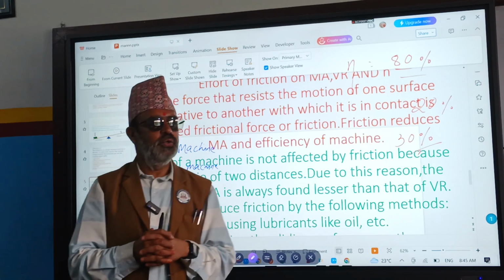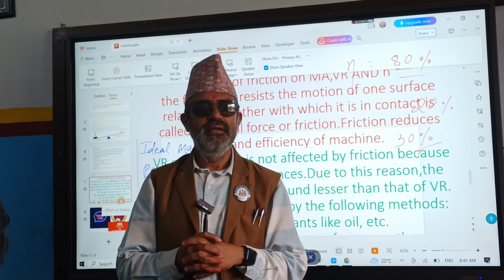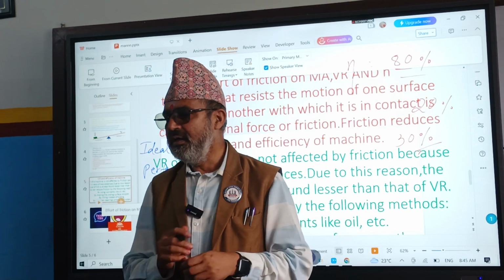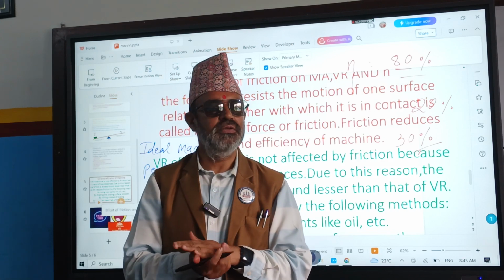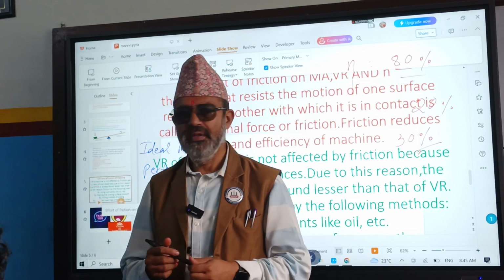Okay. So children, what to do? You open your book once again and please read up to this portion, from the beginning to the ways of minimizing friction. That is the first part. The second part is note making. Is that clear? Please start now.